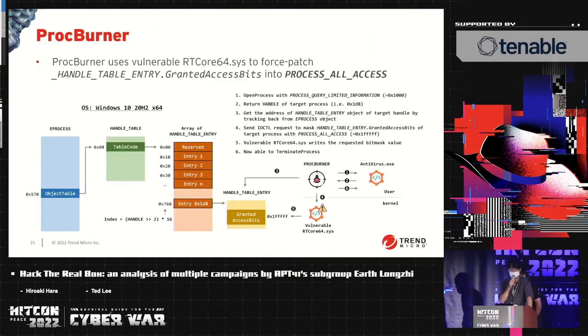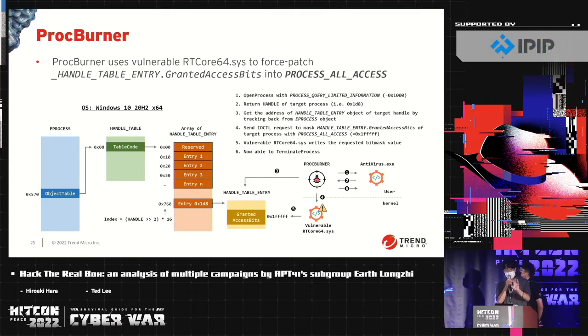First, ProcBanner. Simply put, ProcBanner is a process terminator. This tool uses a vulnerable rtcore64.sys to force patch the handle table entry structure's granted access bits field with the process all access value. The handle table entry is a kernel object, and the granted access bits field contains the value of access permission of a specific handle.